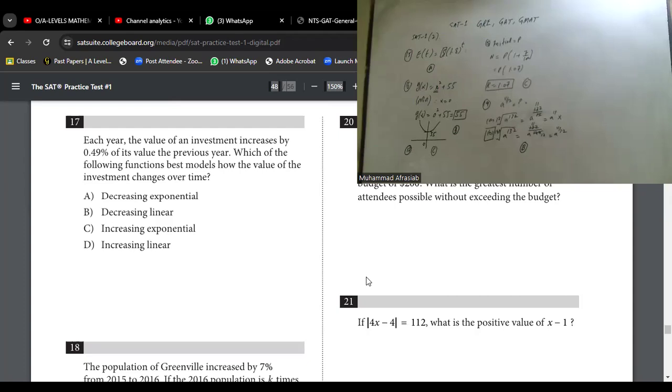An event planner is planning a party. The event planner's cost is a one-time fee of $35 to rent the venue and $10.25 per attendee. The event planner has a budget of $200. What is the greatest number of attendees possible without exceeding the budget?